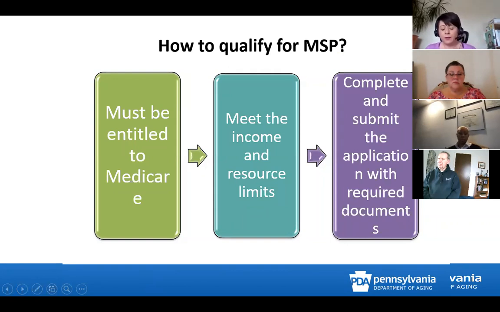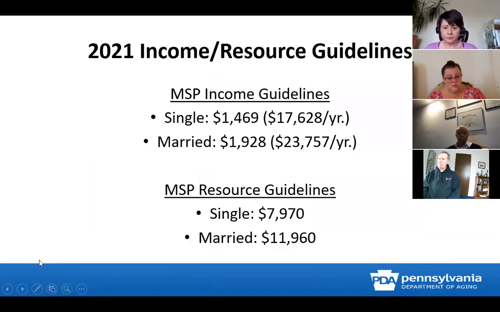So again, how to qualify: the beneficiary must be enrolled or entitled to Medicare, must meet the income and resource guidelines, and complete and submit that application with the backup documents. So the income and resource guidelines are here on the next slide. And this is for 2021. And you can see again, they have single and married, and we did use the maximum, the highest level income and resource guidelines out there with the most common disregards applied.